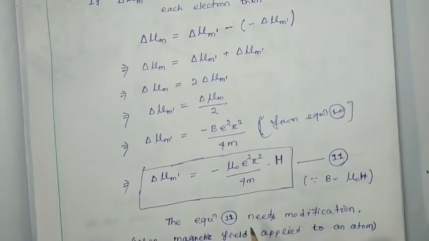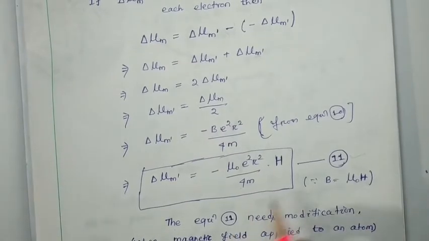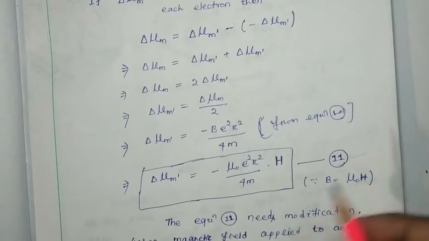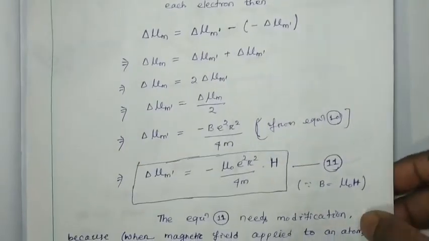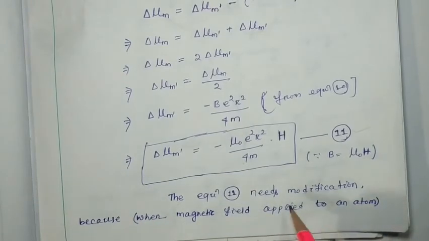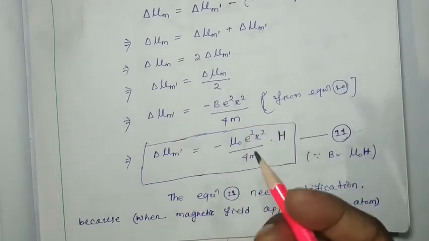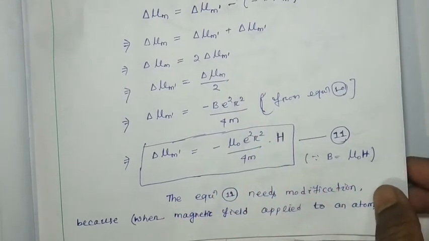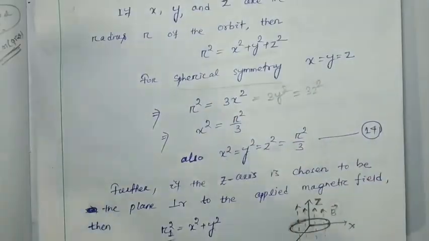Now equation number 11 needs modification, because of the magnetic field applied to an atom. Why it needs modification, I am going to explain, you just watch. When the magnetic field is applied, something is going to change. What is going to change, I am going to explain to you, and you have to watch carefully.